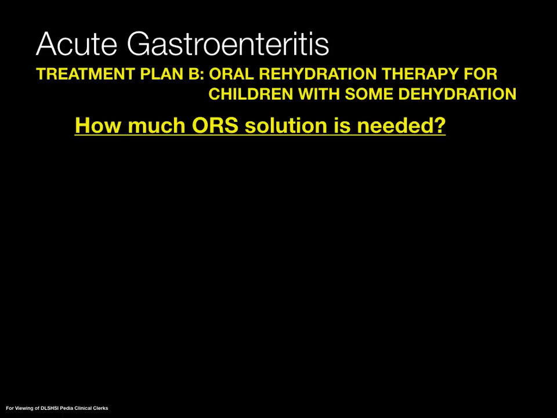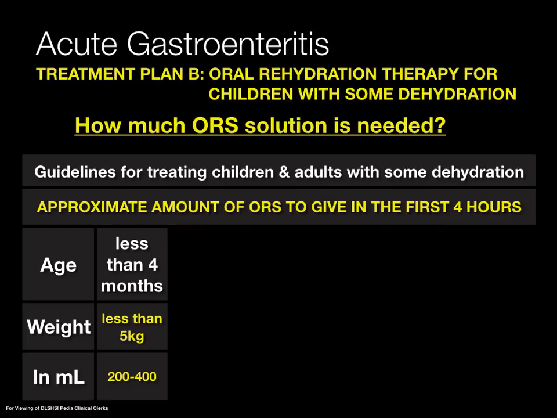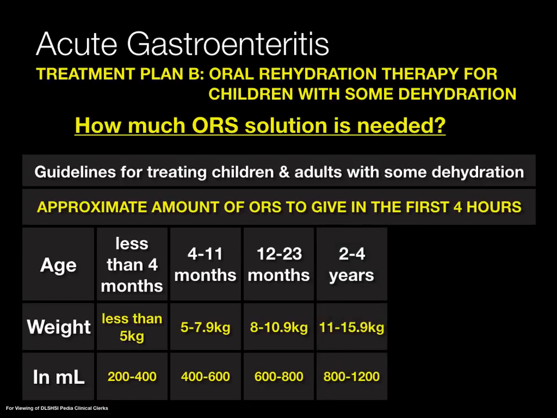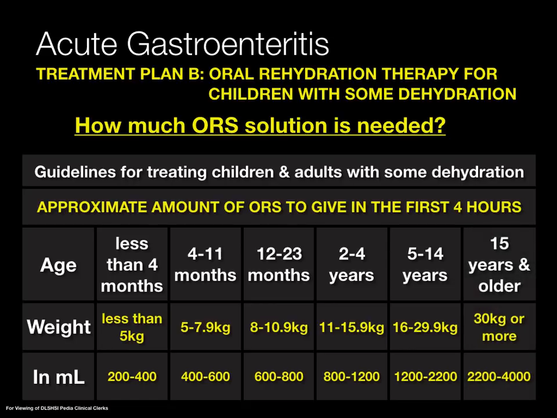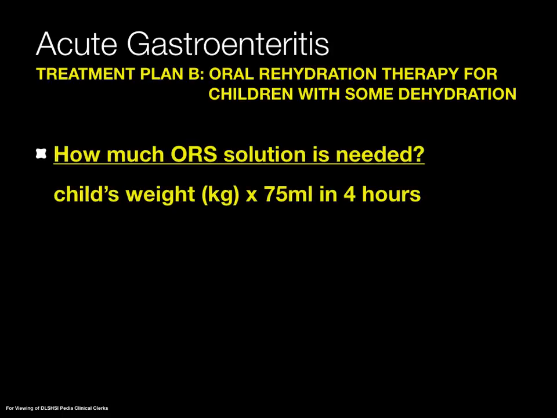How much ORS solution is needed? Here are the guidelines for treating children and adults with some dehydration. These are the approximate amounts of ORS to be given in the first 4 hours, as determined by the weight. For children less than 4 months, give 200 to 400 ml of ORS, and as follows. In general, if the child's weight is determined, multiply it by 75 ml, and that is the amount to be given in 4 hours. Give zinc as well, and give the usual food that is being given to the child.